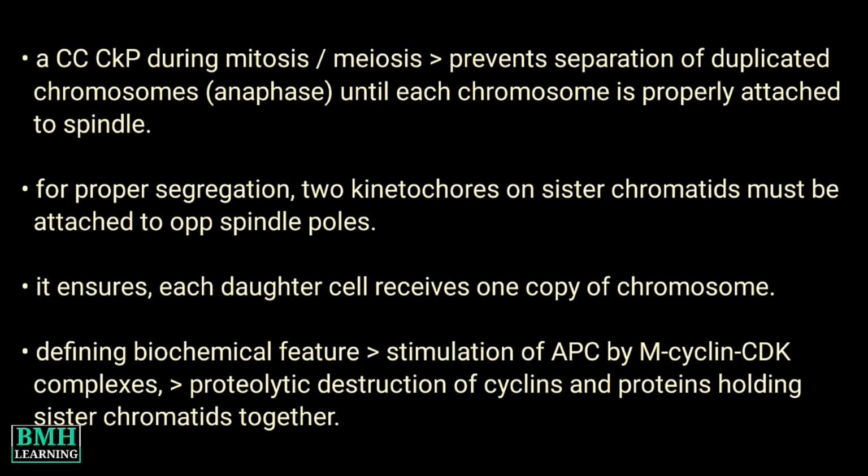To achieve proper segregation, the two kinetochores on the sister chromatids must be attached to opposite spindle poles. Only this pattern of attachment will ensure that each daughter cell receives one copy of the chromosome. The defining biochemical feature of this checkpoint is the stimulation of the anaphase promoting complex by M-phase cyclin CDK complexes, which in turn causes the proteolytic destruction of cyclins and proteins that hold the sister chromatids together.